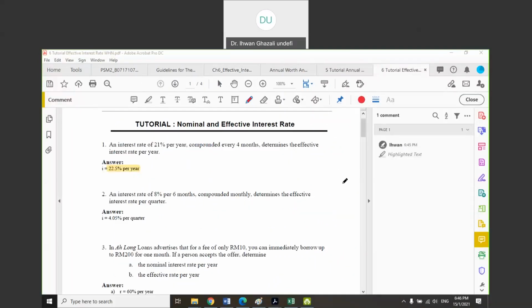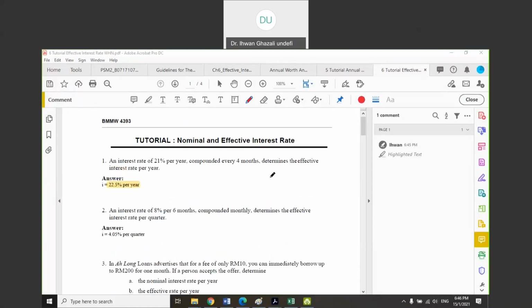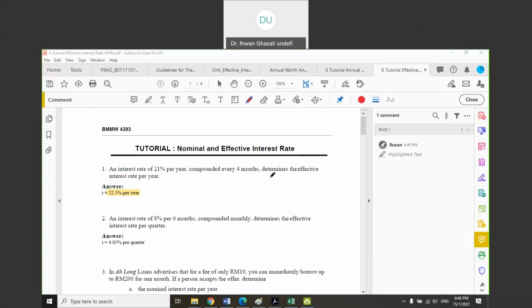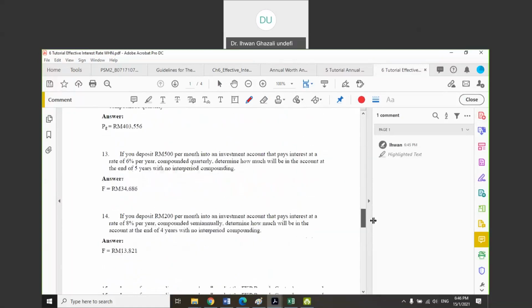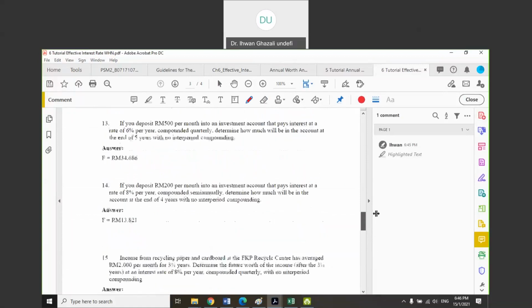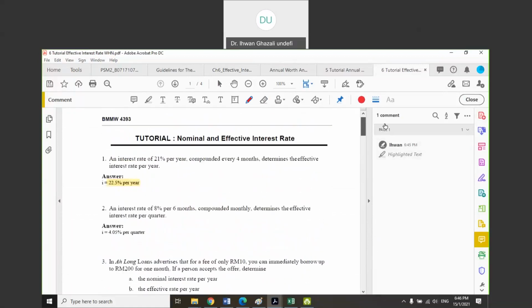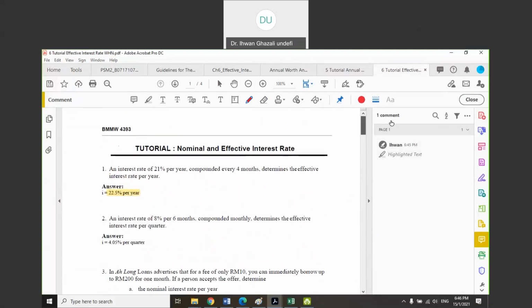In this tutorial 6, this is about the nominal effective interest rate. Here has so many questions. Maybe I will try to give you some, and then you try it by yourself. An interest rate of 20% per year, compounded every 4 months. Determine the effective interest rate per year.